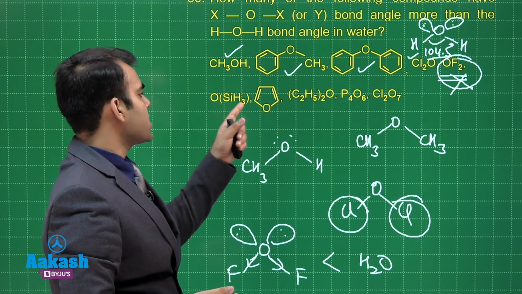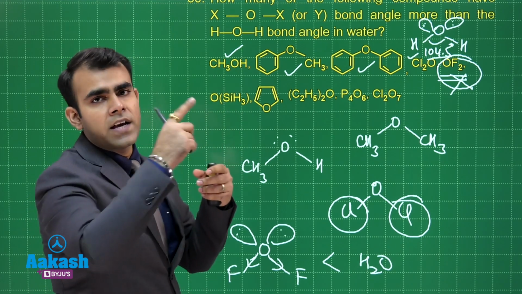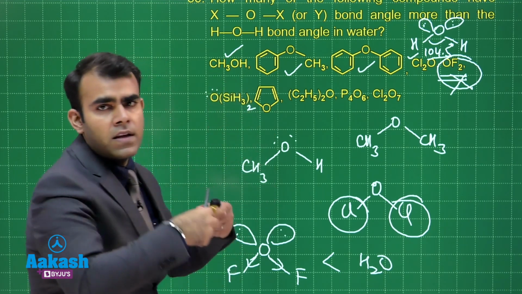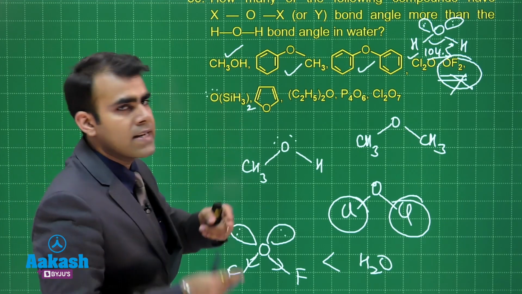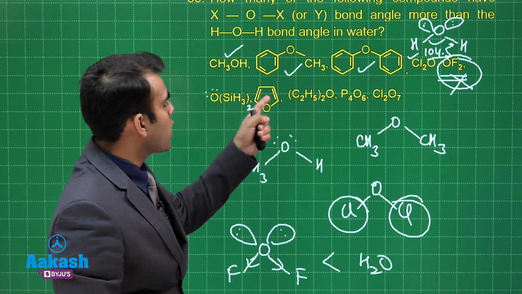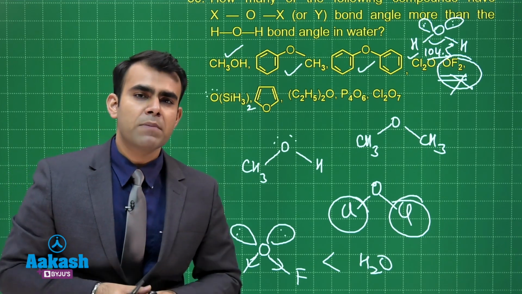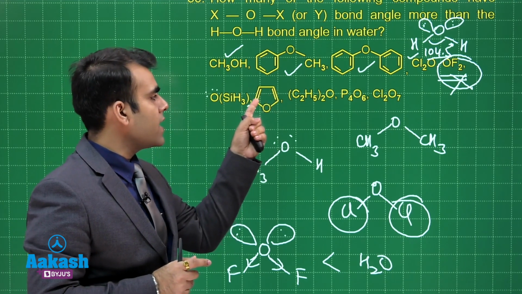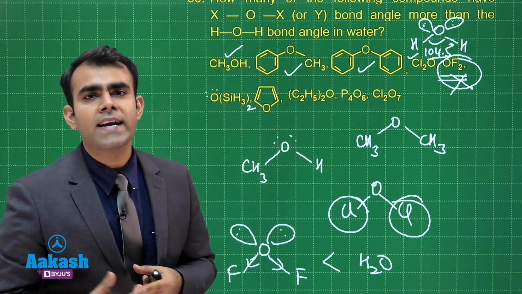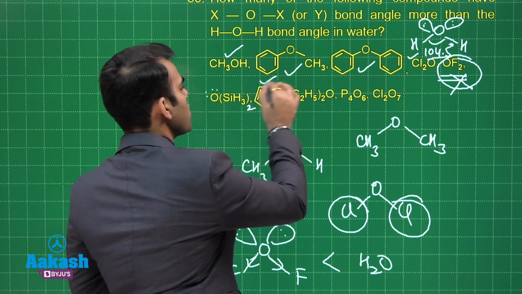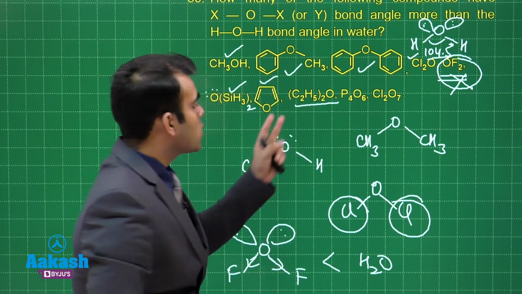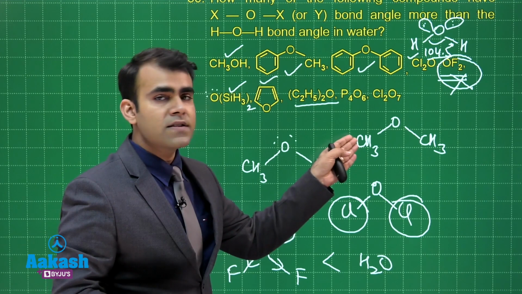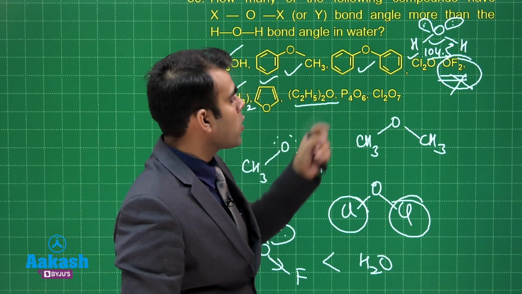Then OSiH3, here what happens? Here there is back bonding, and because of that the bond angle increases. In this case you can see it is a 5-membered ring, and we know that in a 5-membered ring the ideal angle is around 108, and if the ideal angle is around 108, it must be greater than 104. So yes, this is also the case. Then two ethyl groups: I talked about methyl, so if I have ethyl, then the bond angle is larger than this one.